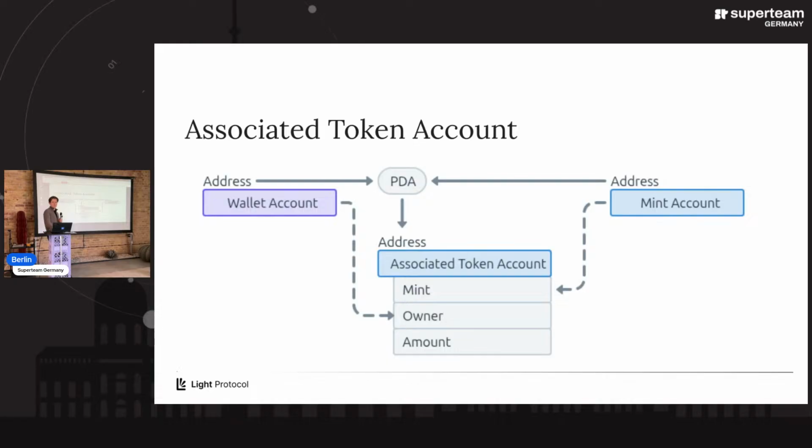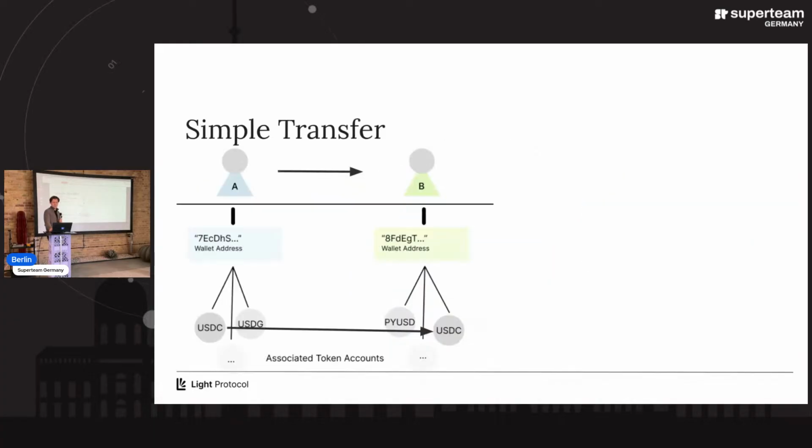Now, we'll see this in a second as well, this is all done in your transaction for a transfer. So you always know where to send the tokens for the recipient. Yeah, this is a basic transfer, USDC to USDC. You can see that both already hold the token, so there doesn't need to be a new account created. In a minute, we'll see why this is important and where it can make a difference.